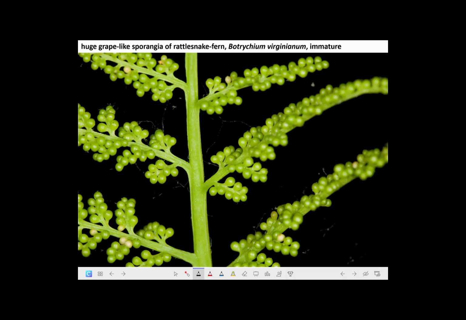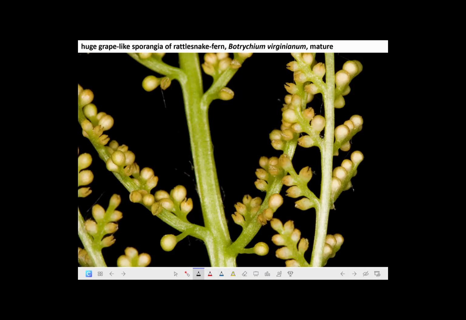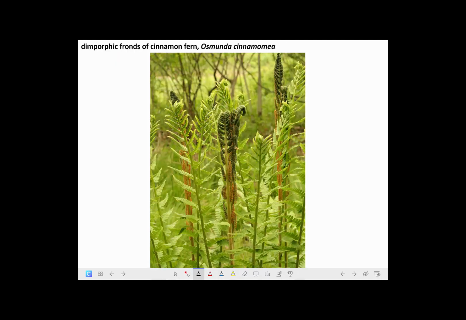This is a close-up of the sporangia. This is called grape fern or rattlesnake fern, and it's really big sporangia. It's a member of a group of fern types that have what are called eusporangiate ferns with big sporangia. Here they are when they're young, and here they are when they're older, and you can see they're split open and they've released their spores. Some of them anyway.